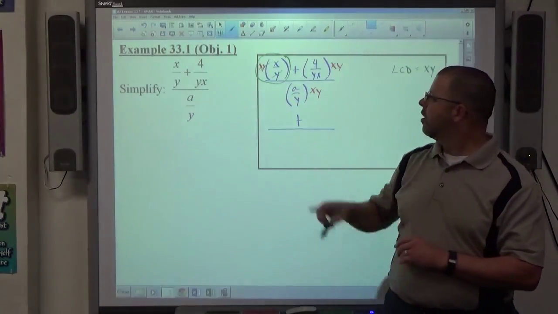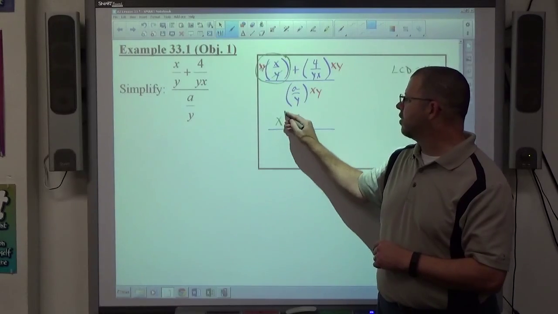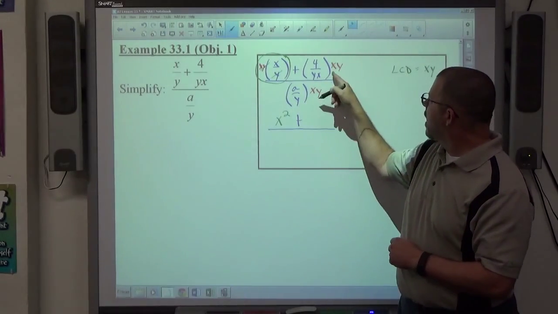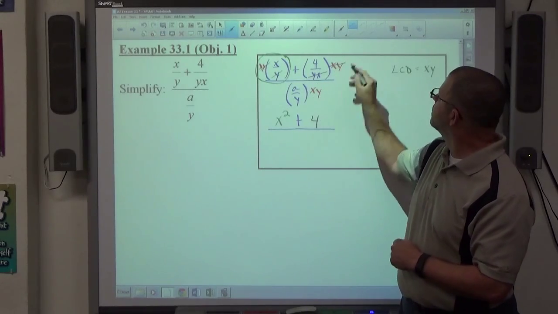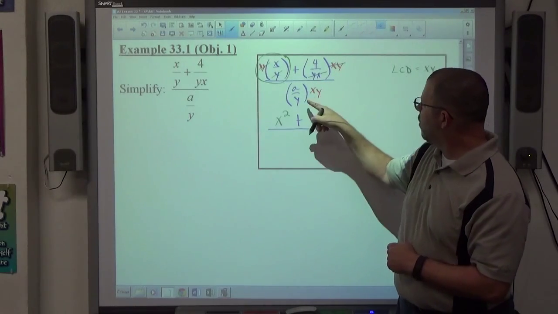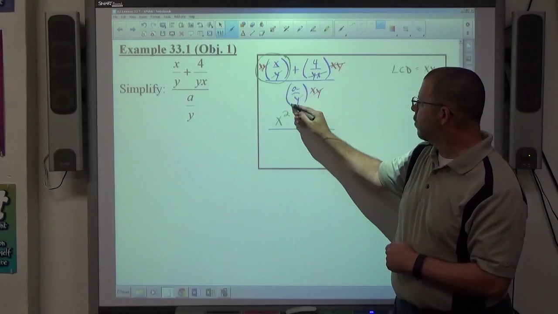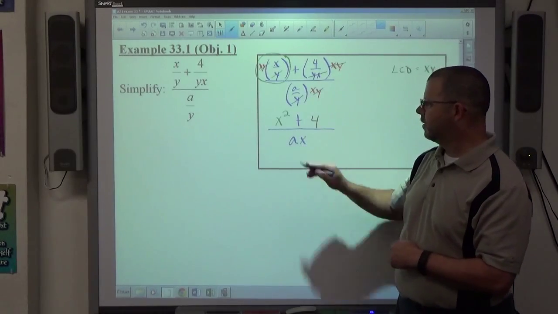So everything in the least common denominator represents a top object that's going to cancel any bottom objects that match. So x times x makes x squared once the y's cancel. xy on top, xy on bottom, everything cancels, leaving me with plus 4. And then we have y on top, y on bottom, the y's cancel, leaving me with ax.